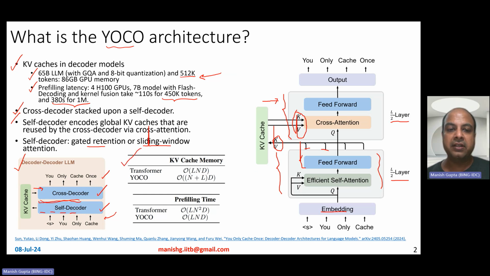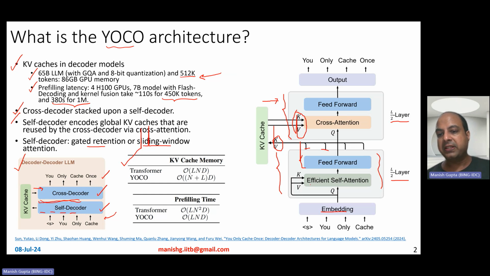If you look at the KV cache memory, a typical transformer requires of the order of L times N times D cache memory, where L is the number of layers in the network, N is the size of the input, so the sequence length, and D is the dimension size. Okay. So essentially, for every position, for every layer, you have to store keys and value embeddings, right? So therefore, O of L into N into D.